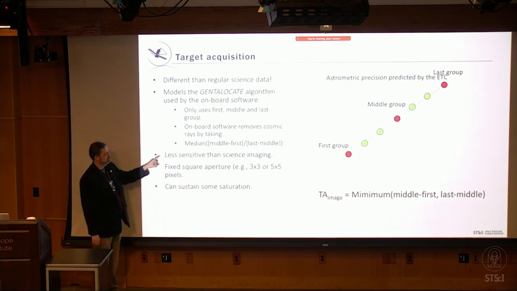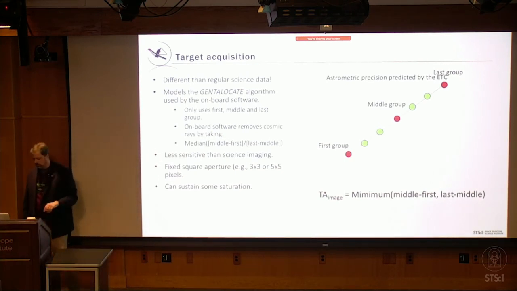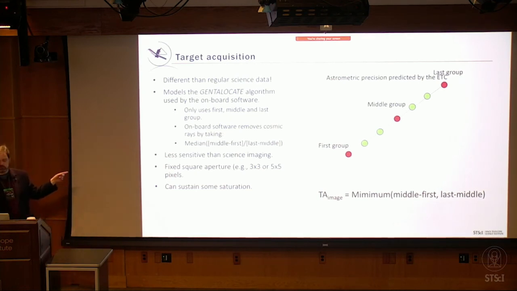So when you do a target acquisition calculation, the ETC uses this algorithm here, and that's why you generally find that your signal to noise in the target acquisition is less than what you'd get with the corresponding imaging mode. So in case you compare the two and wonder about that.